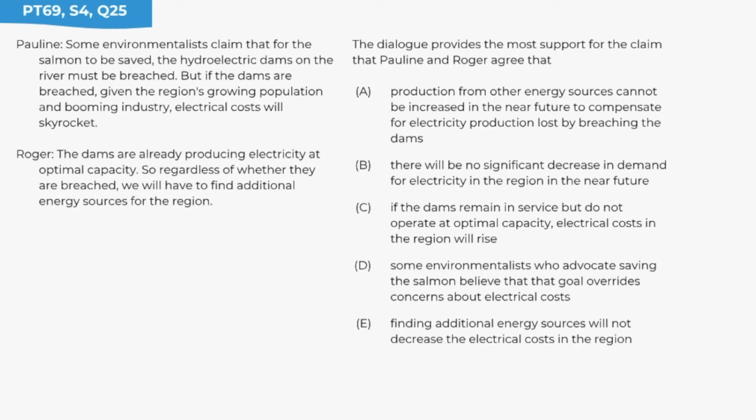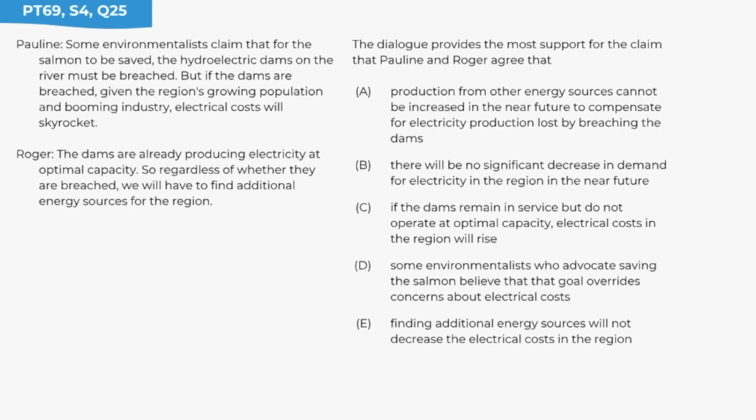And the right answer doesn't actually come from within their statements, but almost as an assumption of their statements. In order for their arguments to work, they need to be resting on an assumption. It almost plays like a necessary assumption of both of their arguments. So Pauline is saying that some environmentalists claim that for the salmon to be saved, the hydroelectric dams on the river must be breached. But if the dams are breached, given the region's growing population and booming industry, electrical costs will skyrocket. Basically, we need this energy. If we tear down the dam, we're in big trouble.